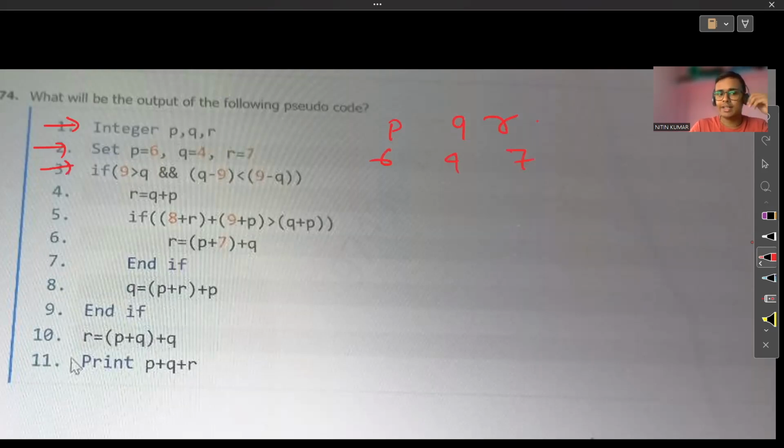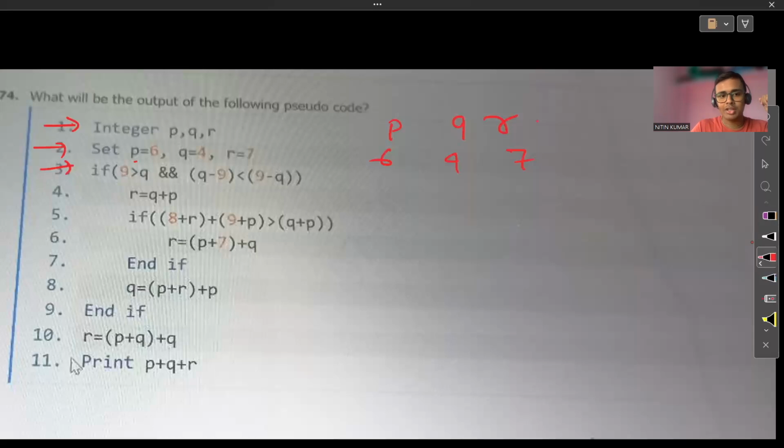Again, the third line itself is an if condition. So we have to check whether this if condition will return true or false. If it returns true, then I go inside, or if it is false, then I don't have to go. So let's check. The first condition is written: 9 is greater than Q or not. The value of Q is 4. So 9 is greater than 4. Yes, so it is true. So it will return true.